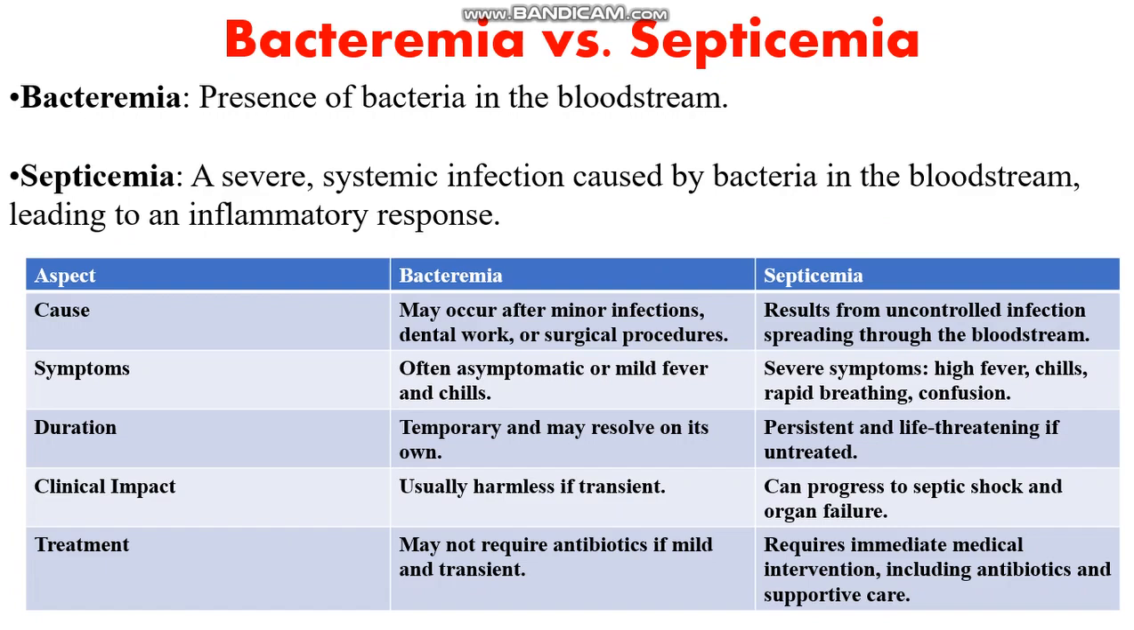Lastly, treatment may not require antibiotics if the bacteremia is mild or transient. But for septicemia, it's very important, requiring immediate medical intervention, including antibiotics and supportive care. When it comes to medical intervention in septicemia, usually if we start the intervention within the first hour of diagnosing the septicemia, it can save the patient's life by 80%.